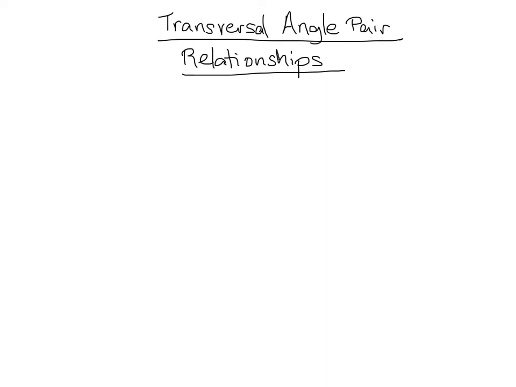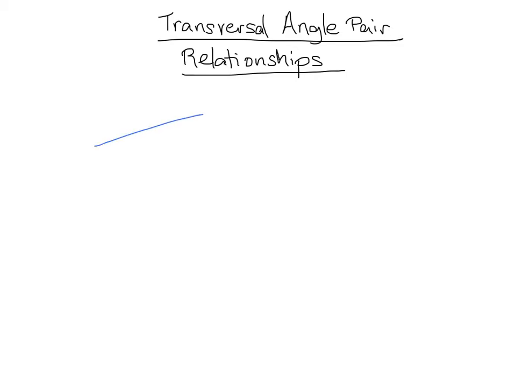In this video, I'll be explaining to you what a transversal is, and we'll be looking at the angles that a transversal forms. Now, if none of that makes sense to you, that's okay. It will in a few moments. So first of all, a transversal is a line that intersects two or more coplanar lines at two different points.